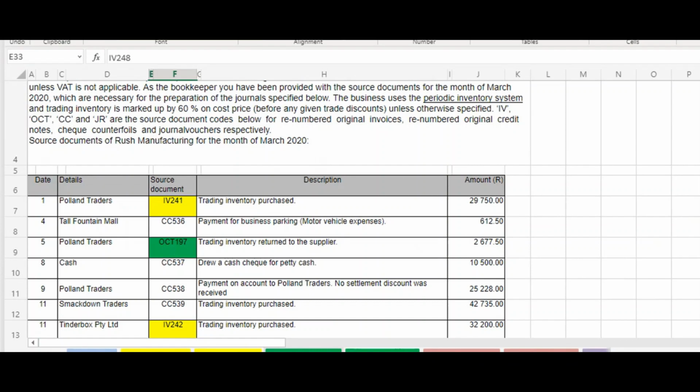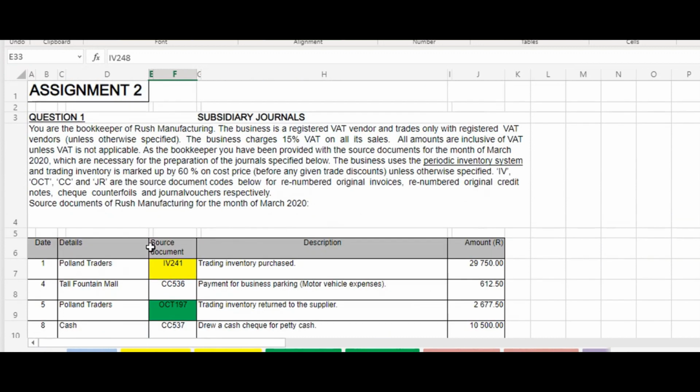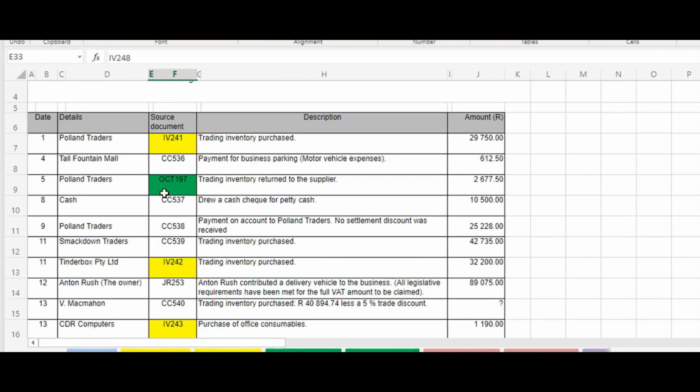Now, the next journal that we need to complete is our cash book payments. For some reason, we don't know why, only because it makes it simpler to explain, this company of ours, Rush Manufacturing, still makes use of a checkbook. When we issue a check, we get the check counterfoil, and hence all our cash transactions have the reference number CC for check counterfoil.